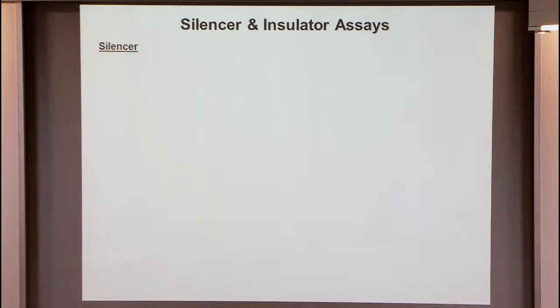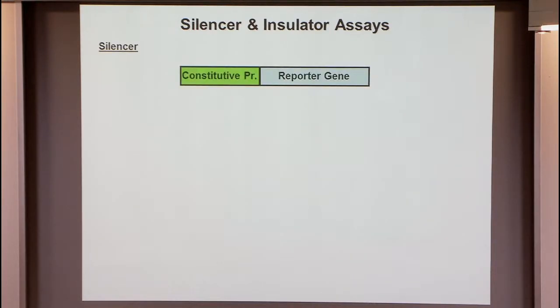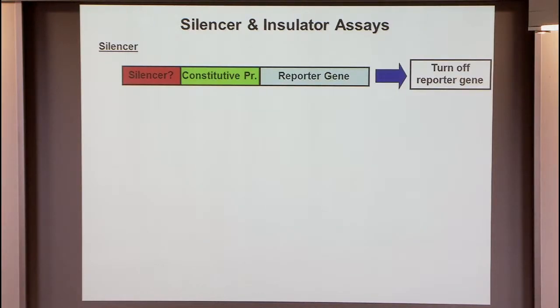So switching gears to silencers. As I mentioned, there are silencers, and there's a few silencer assays out there. They're not that great. They work on the idea that you have a reporter, and in this case, a constitutive promoter, so a promoter that's always on, that's very strong. And if you have something that's a silencer, you would speculate that it will turn off this very strong promoter, and that could lead to turning off the reporter gene expression or reducing it.